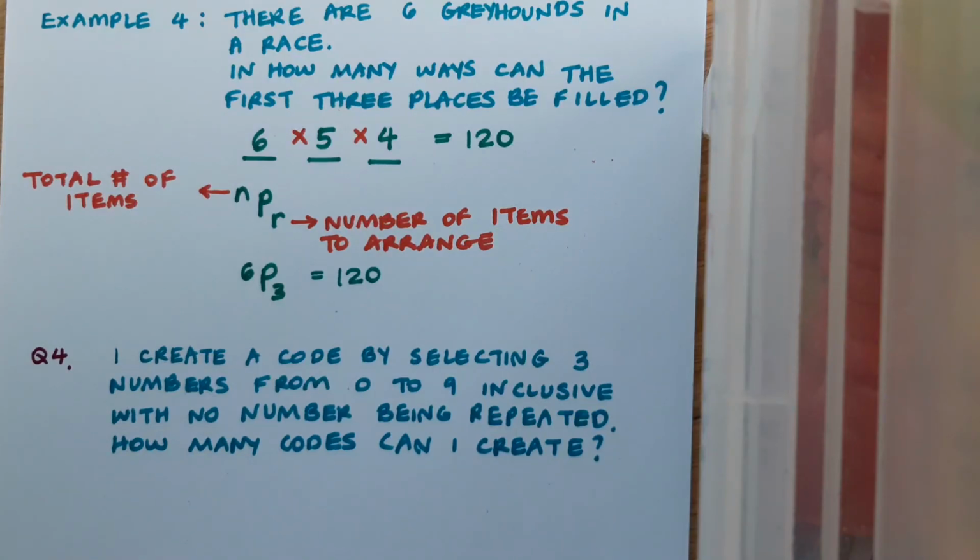So I create a code by selecting 3 numbers from 0 to 9 inclusive, with no number being repeated. How many codes can I create? Pause the video here, do the question, and then check and see if you're correct.